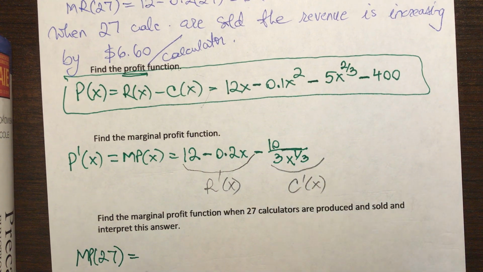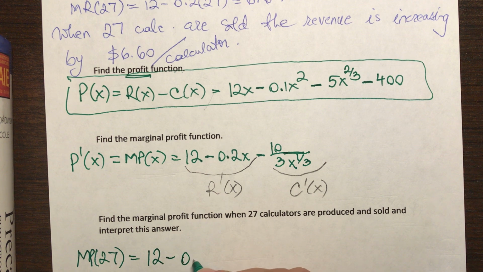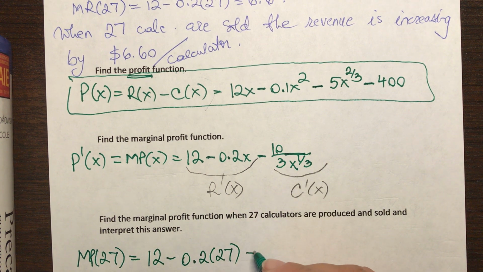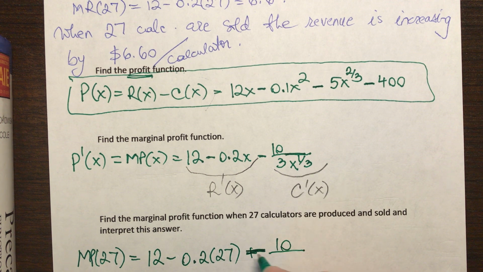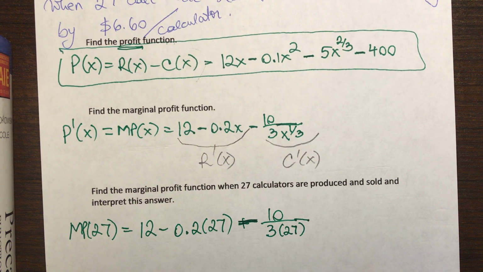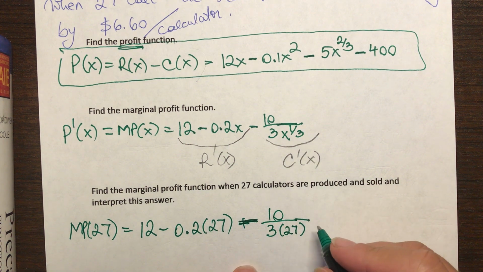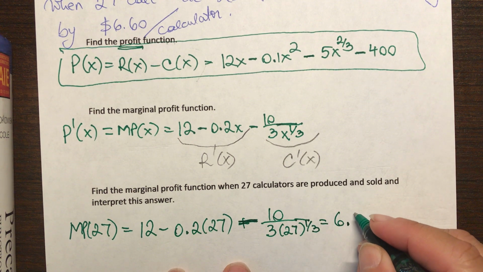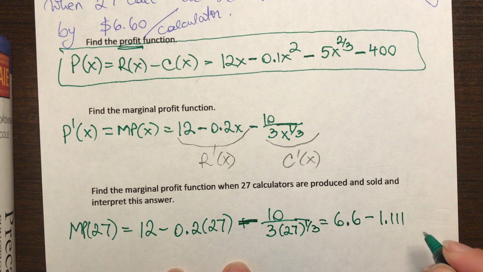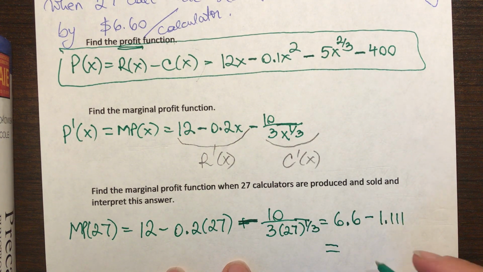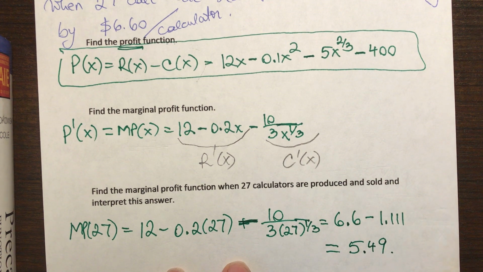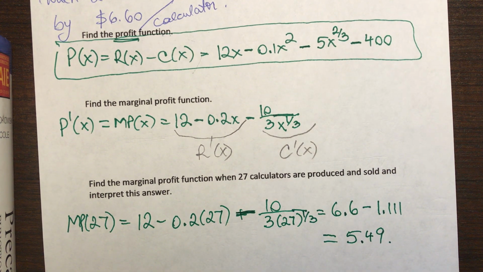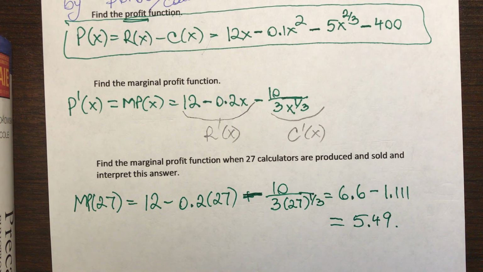And again, I'm sure you are guessing that you didn't have to reinvent the wheel on this either. Oops, minus. Because what's going to end up being is just the value you got for the marginal revenue at 27 minus the marginal cost at 27. So that would be 6.6 minus 1.11111. Put that in your calculator. That's about 5.49. I'm just stopping at 2 decimal places, approximating.